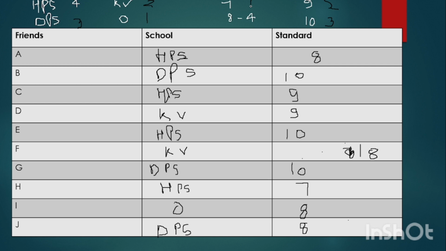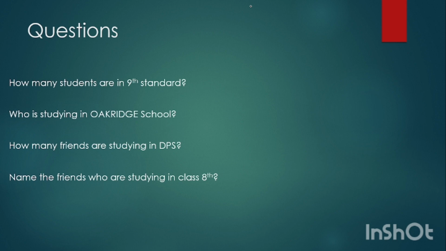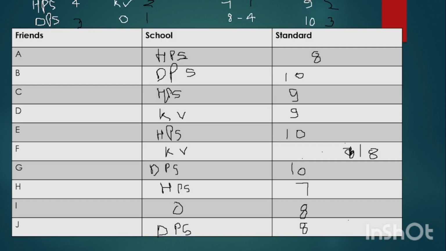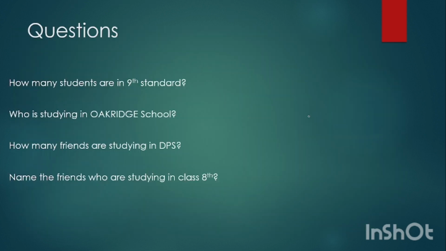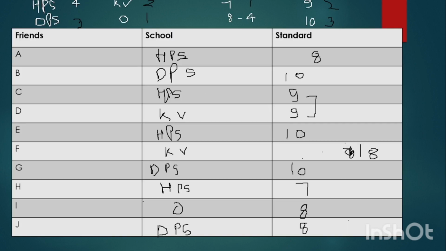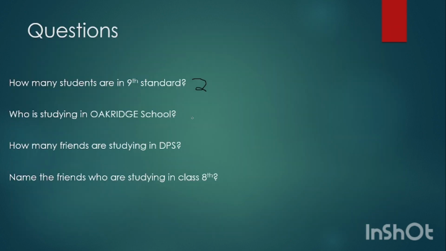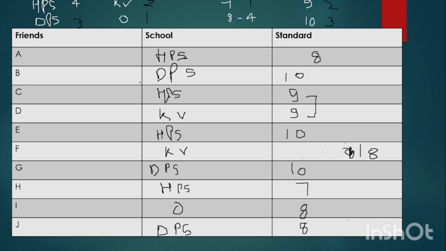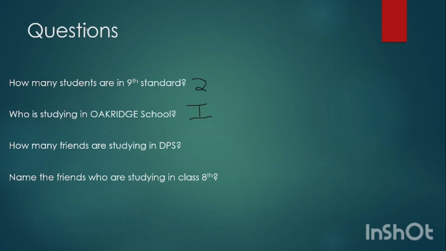Now, we'll jump to the questions. This table will look something like this. How many students are in ninth standard? In ninth standard, how many students are there? Two students are there. So the answer to the first question is 2. Who is studying in Oak Ridge School? I is studying in Oak Ridge School. How many friends are studying in DPS? In DPS, we can see there are 3 friends who are studying.